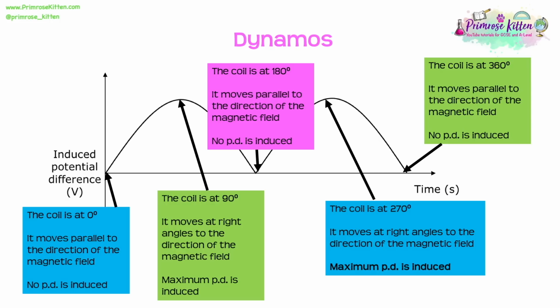Now at 180 and 360, just like at 0, our coil moves parallel to the direction of the magnetic field, and therefore no potential difference is induced. However, when we're at 270 degrees, just the same as at 90 degrees, we're moving at right angles to the direction of the magnetic field again, and therefore we get that maximum potential difference. Notice that unlike with the alternator, we're not moving in the opposite direction, and that's because in the dynamo we had that split ring commutator which swapped the contacts every half turn.